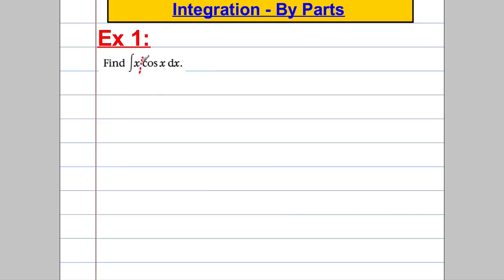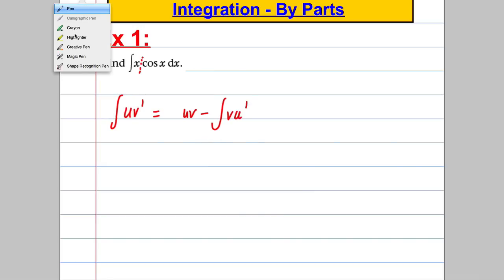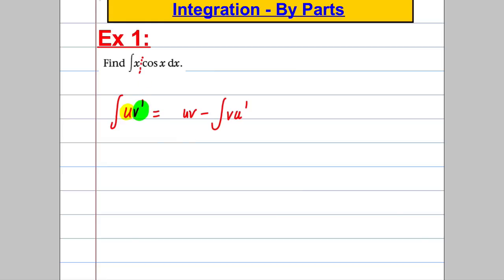So I'm thinking, hold on, it's of the form two functions multiplied together. So I'm going to try to use the formula that the integral of u v dash is going to equal u multiplied by v, subtract the integral of v u dash. Now the question is, what do I choose to be my u, and what do I choose to be my v dash? The thing that I want to be my u is something that is easy to differentiate and makes this integral over here easier. And the thing I make my v dash is the thing that's easy to integrate and also keeps things simple.